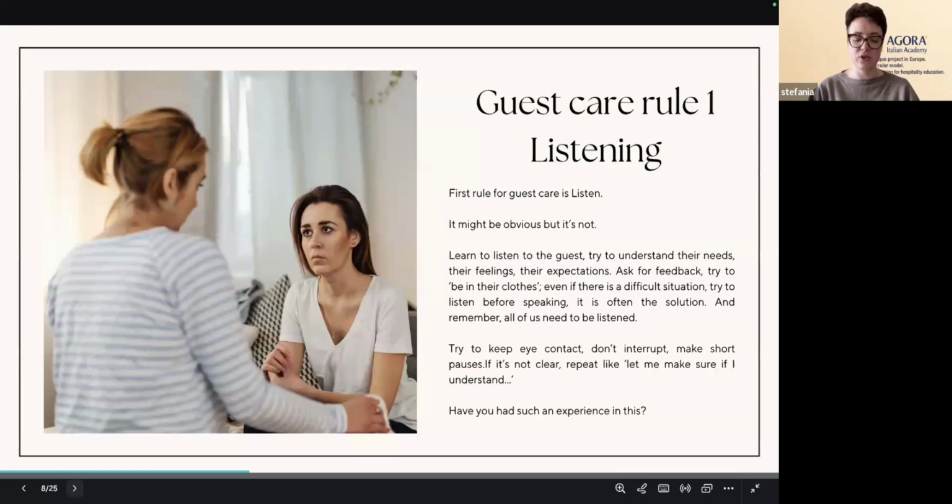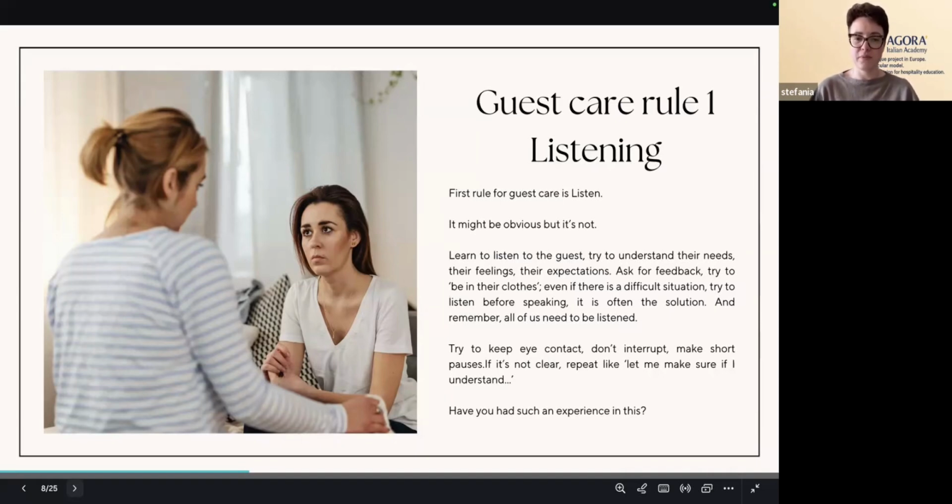Okay. Sometimes the person you are talking to just needs to be listened to. They don't need a response, a solution, a reply. Maybe they just need to be listened to. When you talk with the guests, always try to keep eye contact. That's very important. When it's me and you talking, I'm looking at you. I don't talk and look outside, okay? Always look into the eyes of the people you are speaking to.